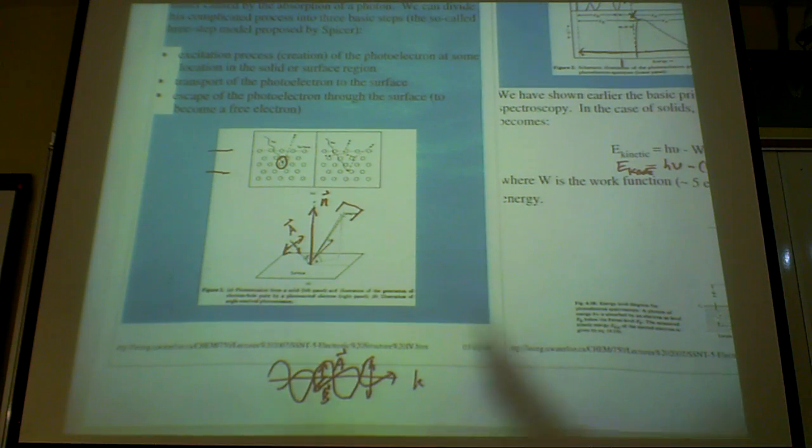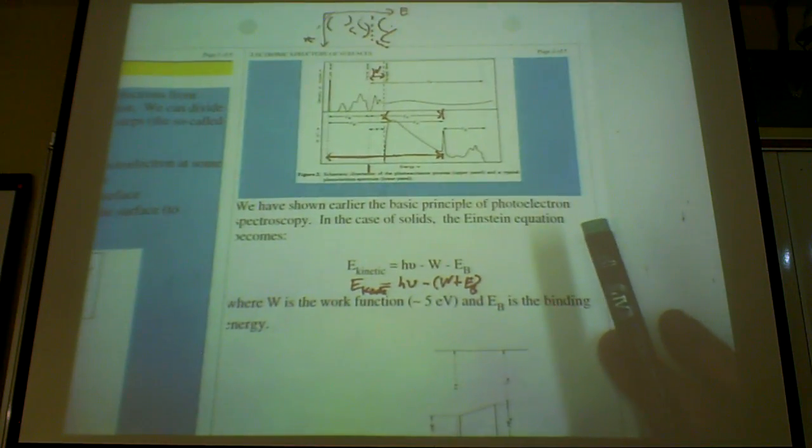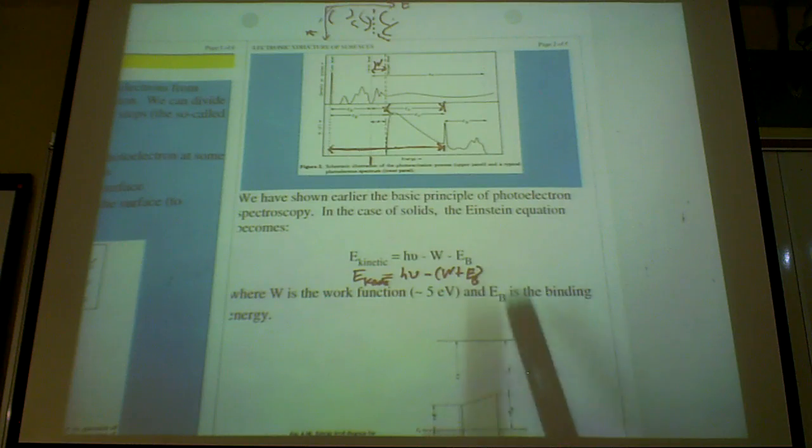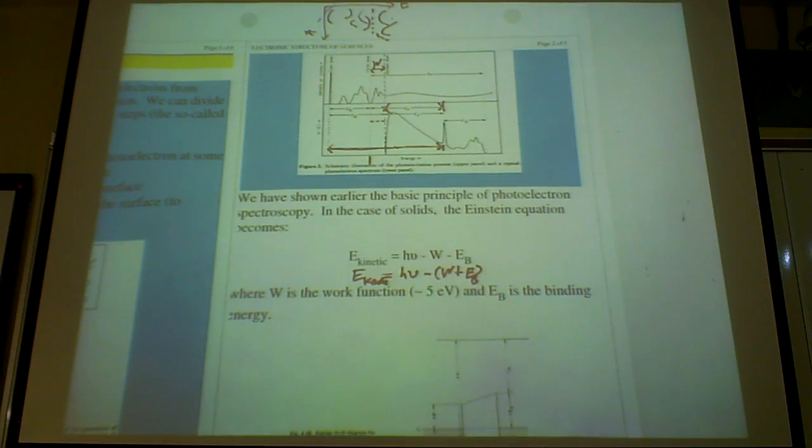Okay, so this is the very well known three-step Spicer model. For the Spicer model, how photoemission takes place inside a condensed material, a solid, and how the electron goes to the surface and escapes. Now, what we've seen before is this famous equation by Einstein, right?